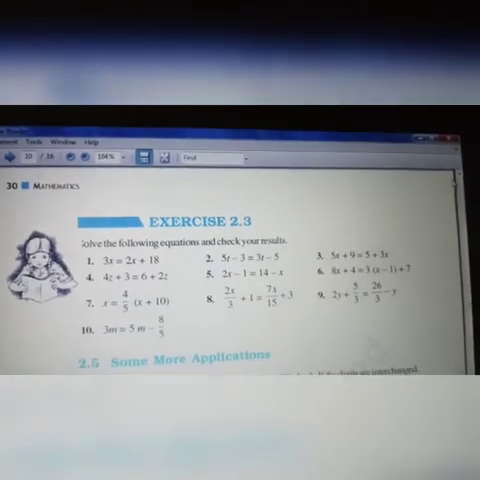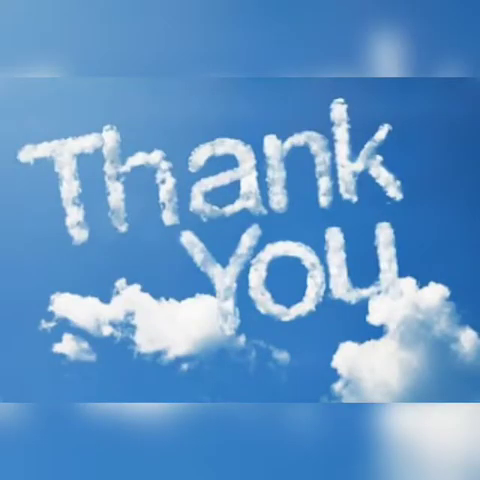My dears, in today's class we have discussed only 3 exercises: Exercise 2.1, 2.2 and 2.3. If you have any doubt in these exercises, you can refer to the fair notes or you can refer to the videos.